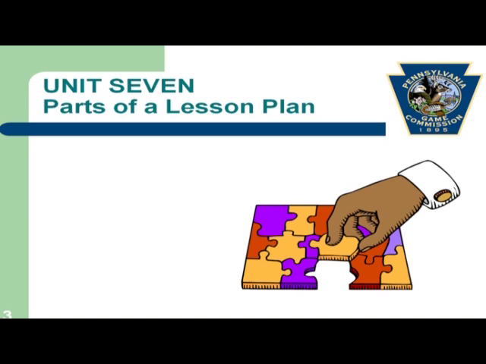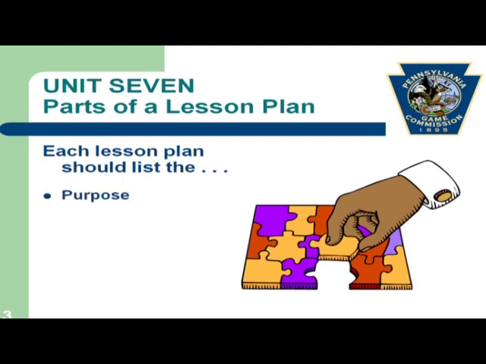Parts of a lesson plan. Purpose: each lesson plan should list the purpose, which establishes the relevance of the lesson and why the training is important. Learning objectives: defines what the student should know or be able to demonstrate at the conclusion of the training. This is the real focus of the lesson. All that follows is designed to accomplish the stated learning objectives. Basically, this would be the name of what we're baking.